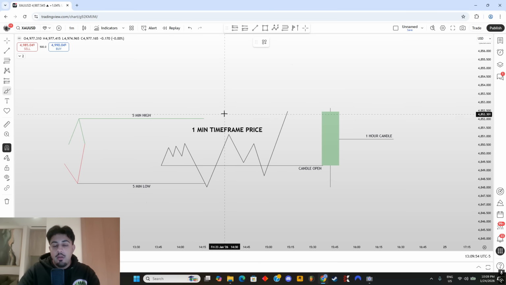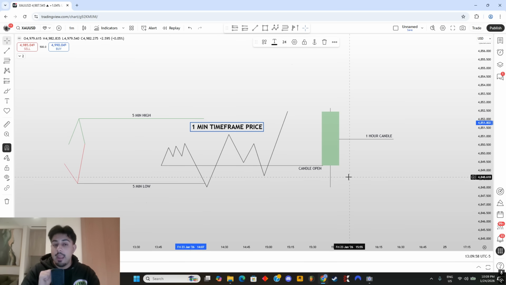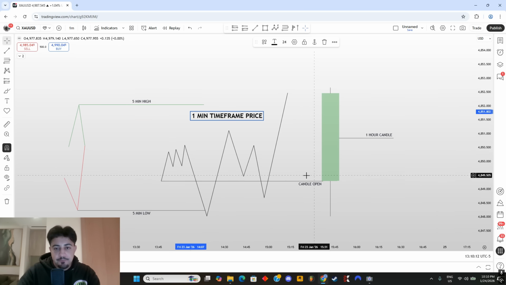Now, here's one more extra step that can help you a lot. I've taught this before in my other videos as well, but make sure you implement this. It's going to improve your win rate. You don't have to use it, but it is an extra confluence that can help you very well. Okay, so notice we took out the 5 minute low.